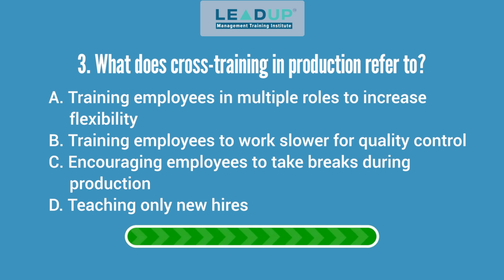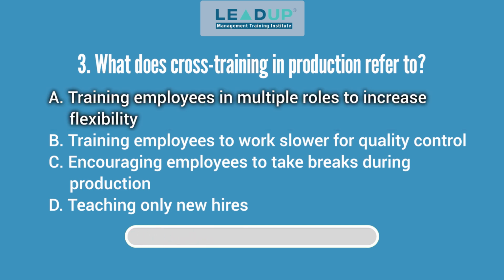Question 3. What does cross-training in production refer to? A. Training employees in multiple roles to increase flexibility. B. Training employees to work slower for quality control. C. Encouraging employees to take breaks during production. And D. Teaching only new hires. The answer is training employees in multiple roles to increase flexibility.